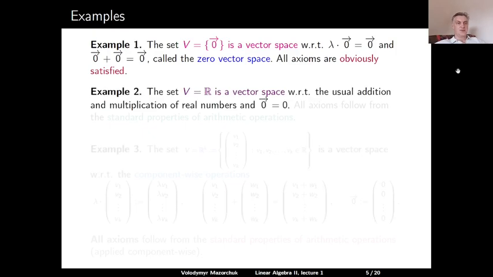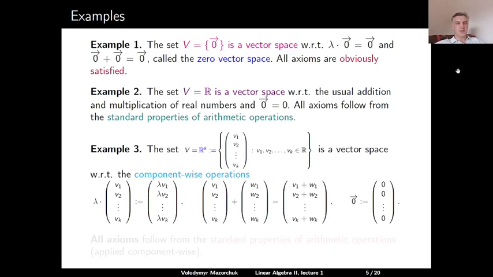Here's another example. Consider now the set V of real numbers. This set is a vector space over real numbers with respect to the usual addition and multiplication of real numbers, and by taking the 0 vector to be just the 0 real number. Again, all axioms follow directly from standard properties of arithmetic operations. We know that addition of real numbers is associative and commutative, then we have distributivity, and so on.